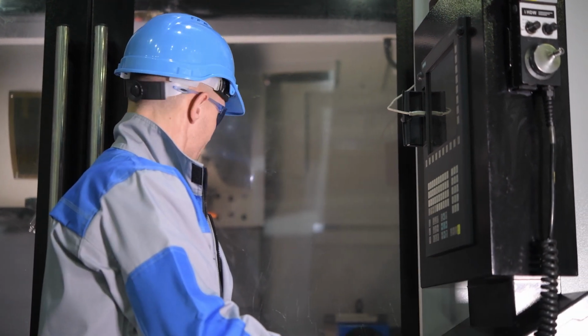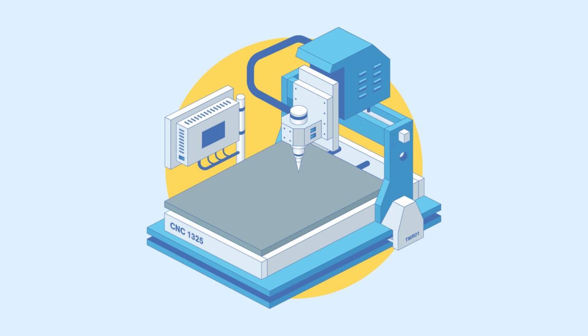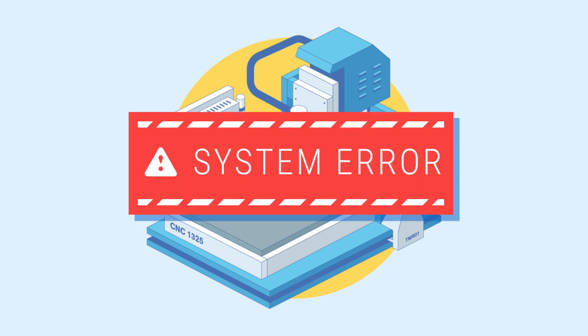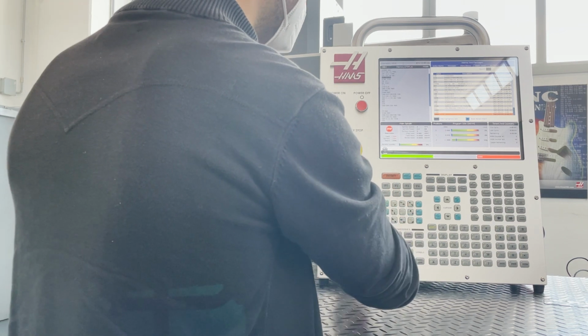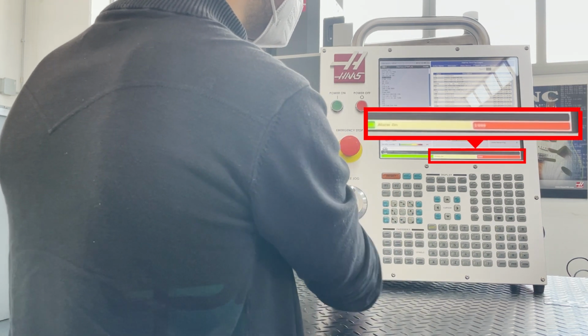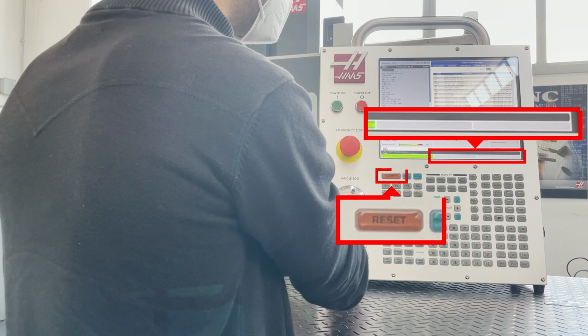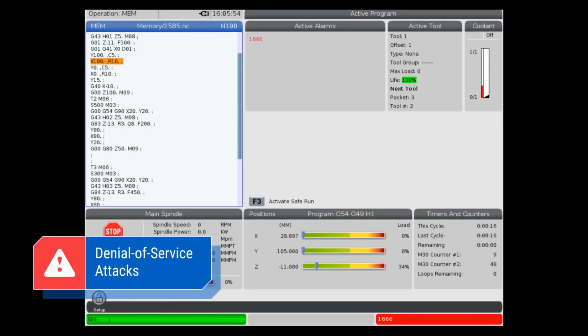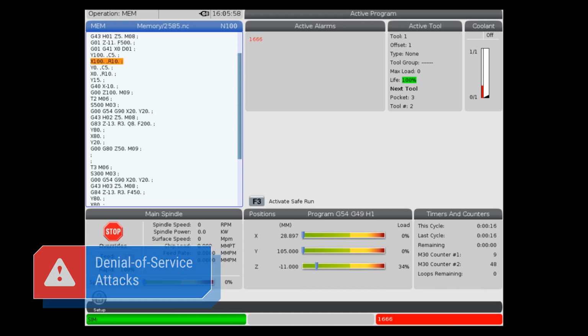Malicious actors could also disrupt manufacturing by subjecting CNC machines to denial of service or DoS attacks. Cybercriminals could tamper with a CNC machine's functions to cause delays that could slow down production cycles. Here, we demonstrate how an attacker could trigger a CNC machine's alarm, causing the machine to halt.